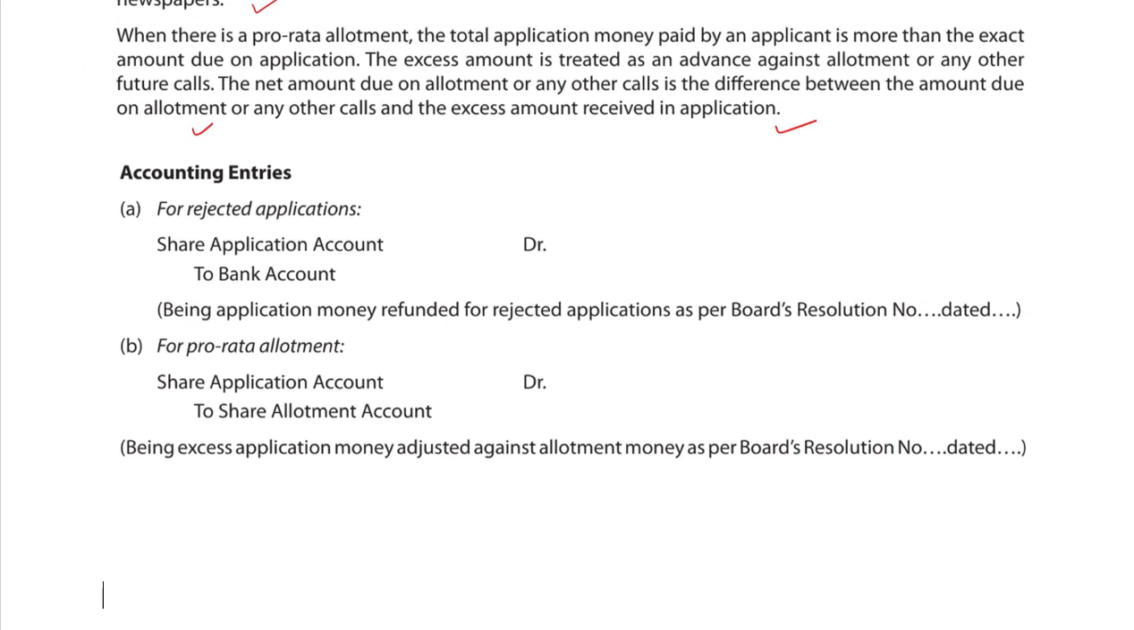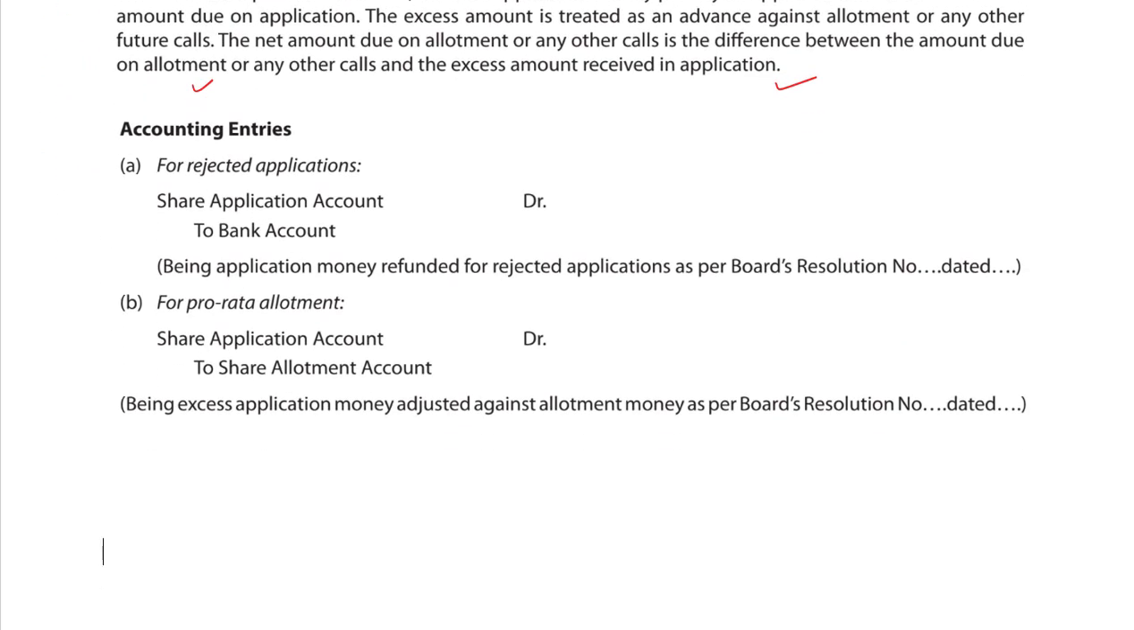Accounting entries for rejected applications: share application account debited to bank. For pro rata allotment, share application account debited to share allotment account. Being excess application money adjusted against allotment money as per the board resolution number as given.